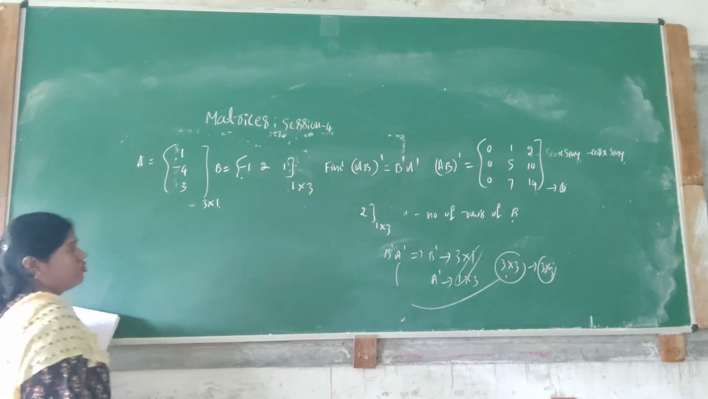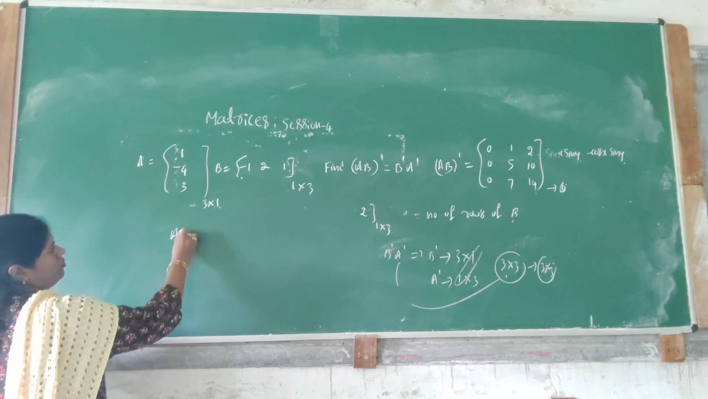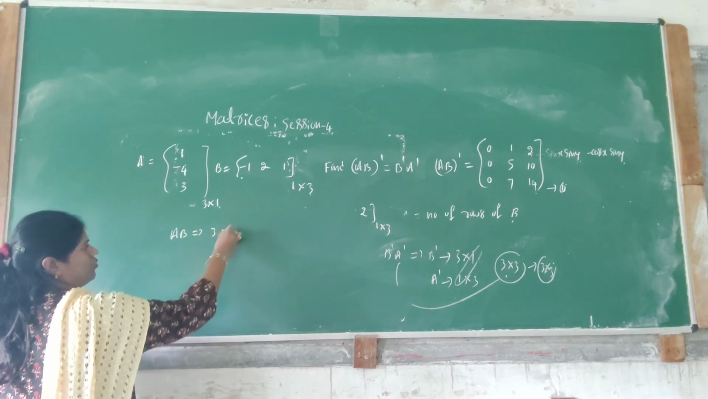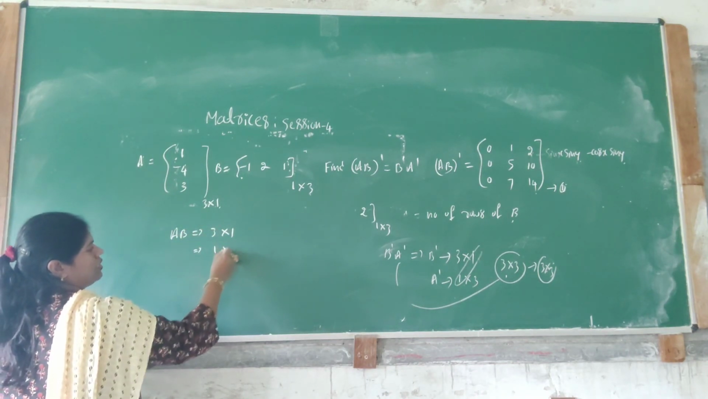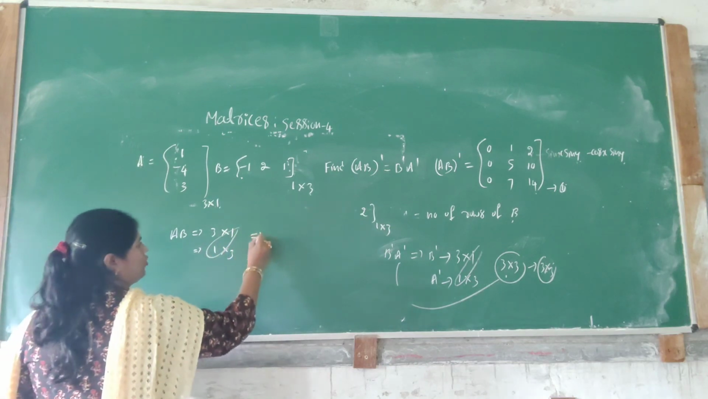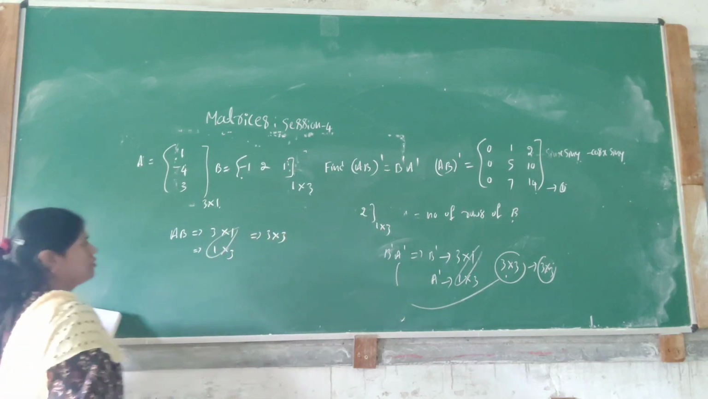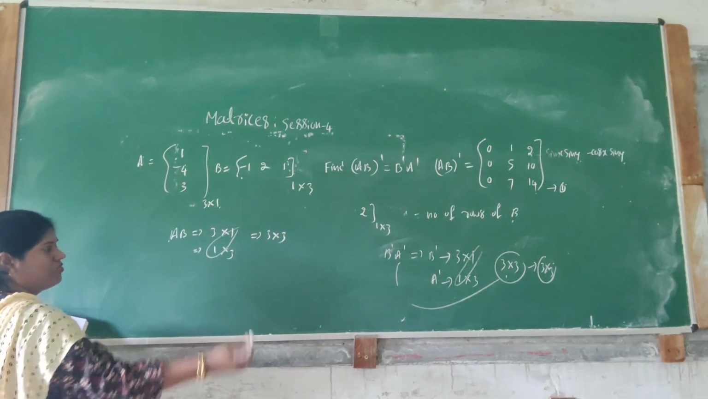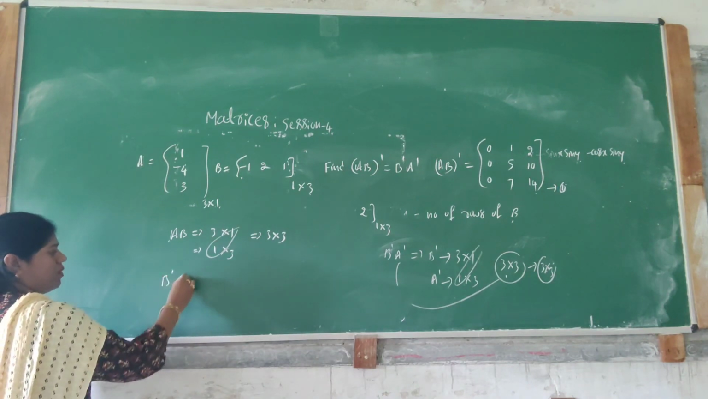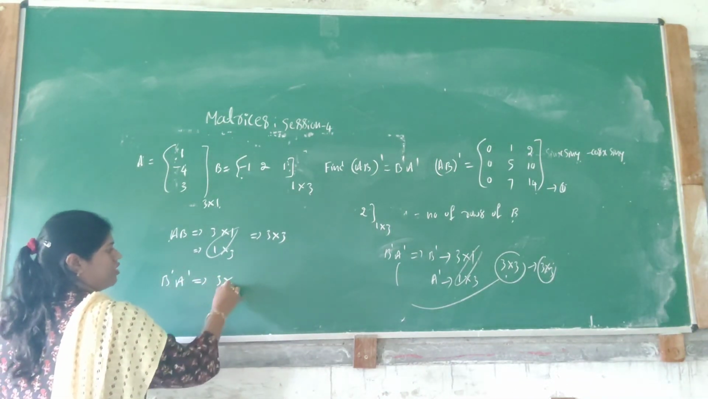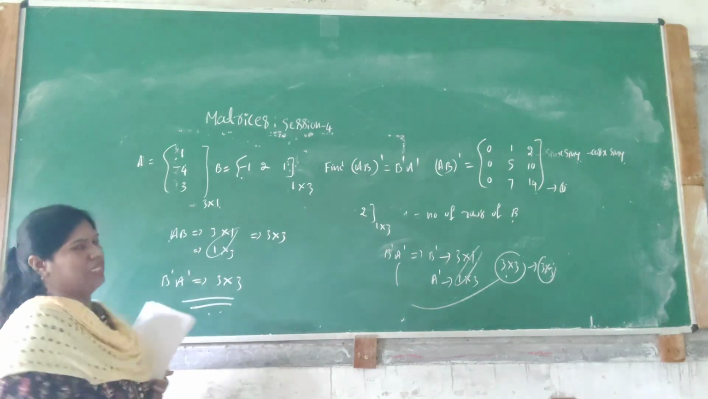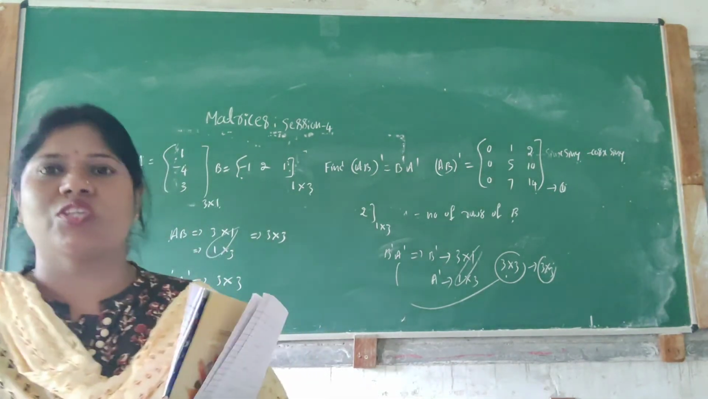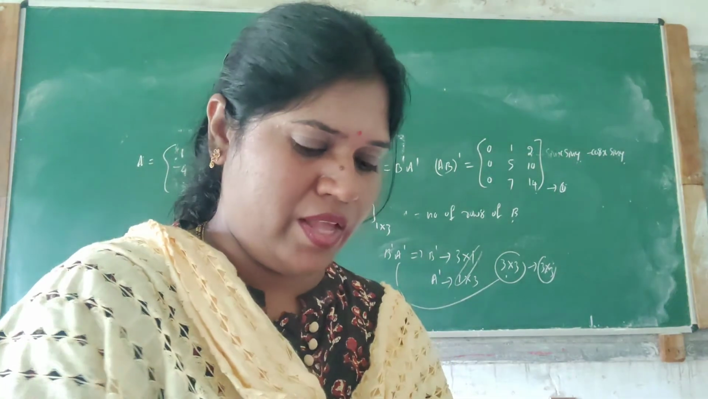How is AB going to be defined? 3 cross 1 times 1 cross 3, so it should be of order 3 cross 3. After that we have to do it for the complement. B'A' is also 3 cross 3. Okay. In the next session I will show you how to do that one. Okay. Thank you.